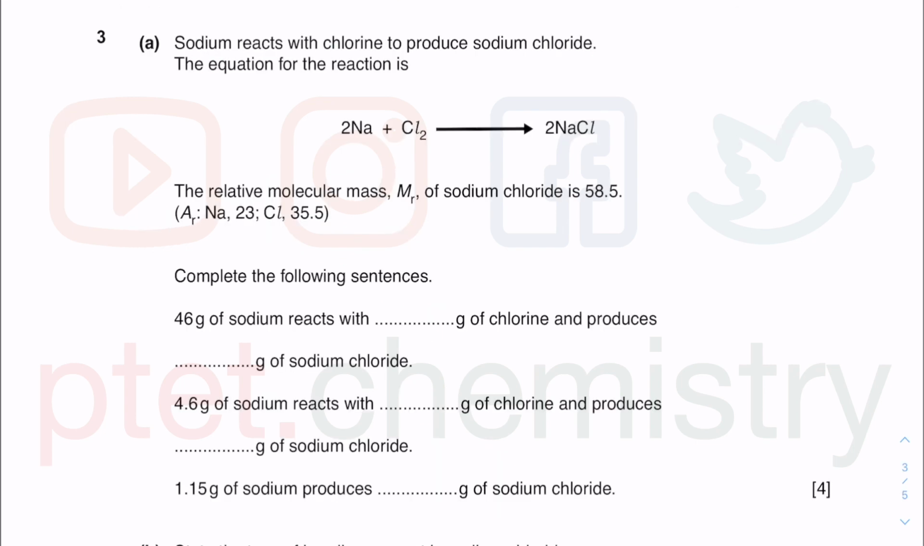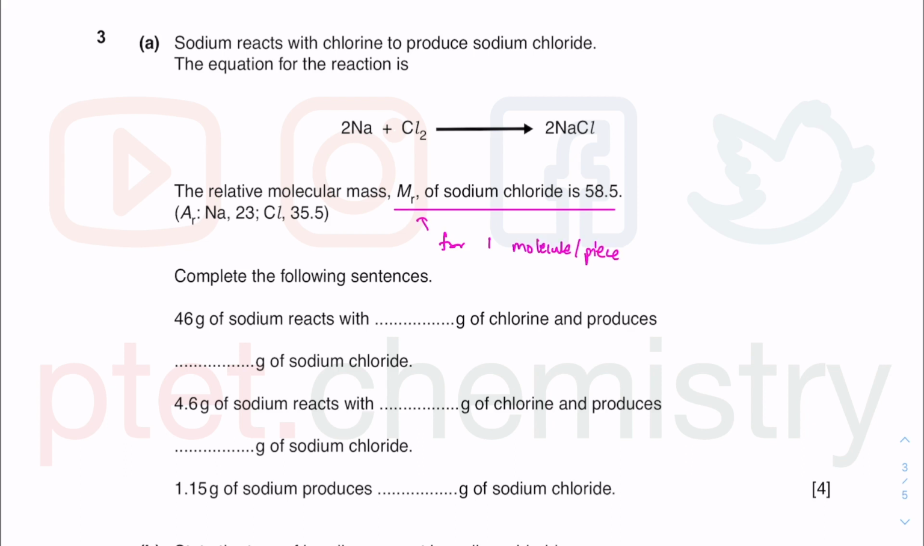Okay. So question 3, we have a simple reaction, sodium plus chlorine to give you sodium chloride. Straight away they tell you the Mr of sodium chloride is 58.5, so you don't need to calculate it again. Remember, Mr is for one molecule or for one piece.